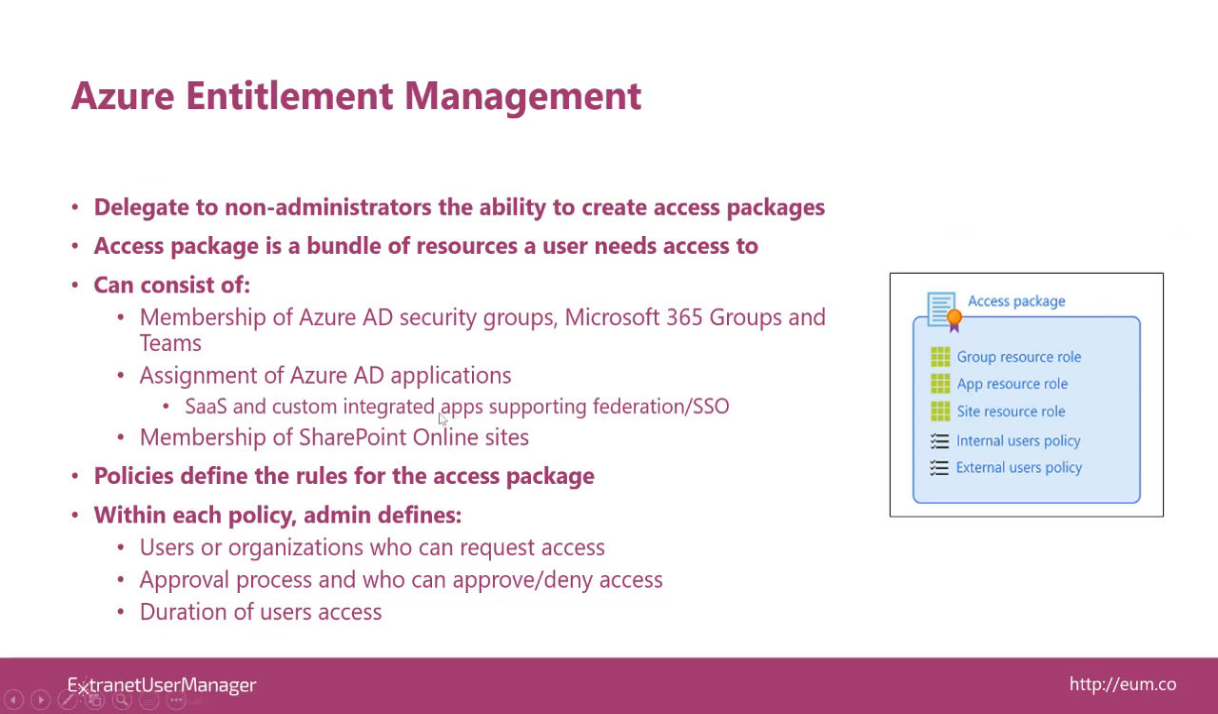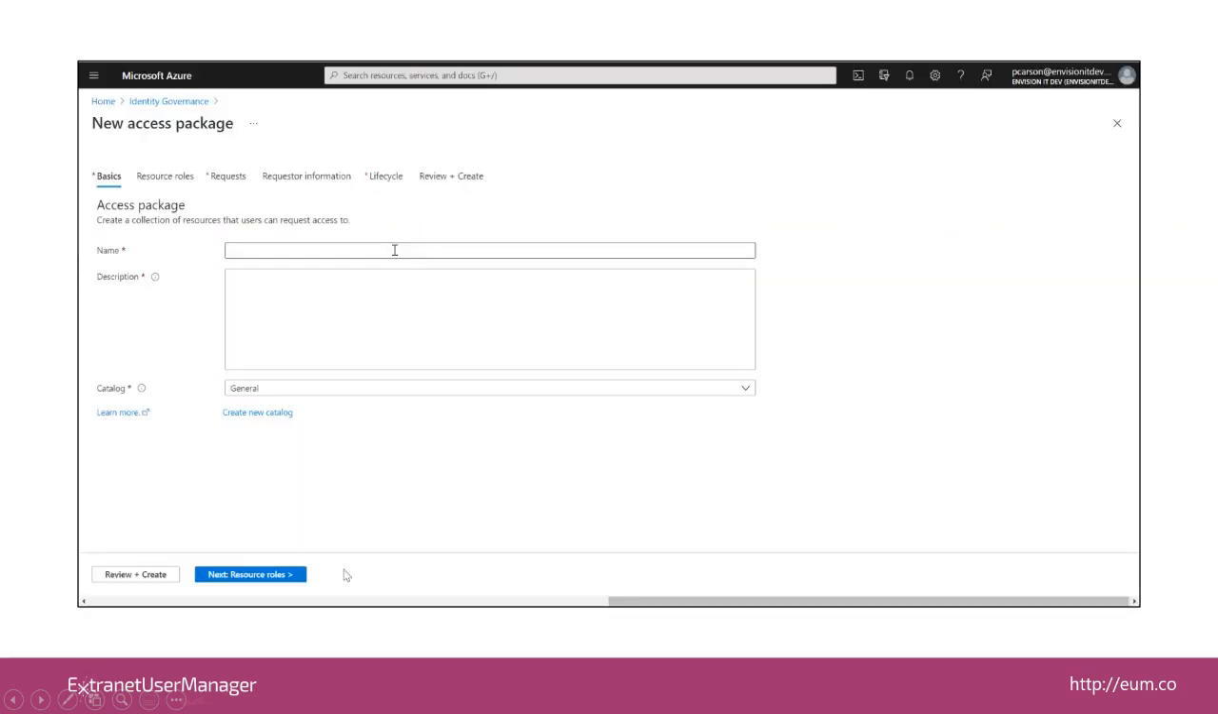But specific to external users, it's something handy you can use to say, hey, I can put people into security groups, I can put them into Microsoft 365 groups, add them to teams, add them to SharePoint sites, do a bunch of different things based on that access package. And you can define policies as to who can request them, who approves them, how long they have access for. So there's a process you go through, but let's actually flip over into the live demo side.